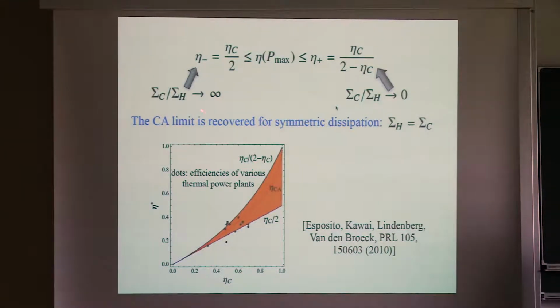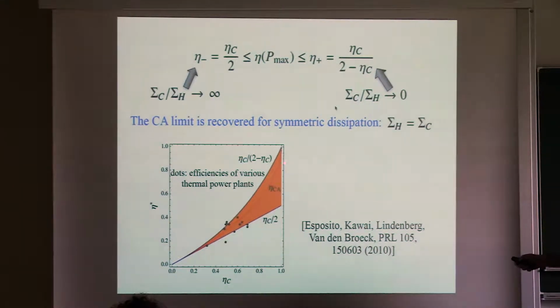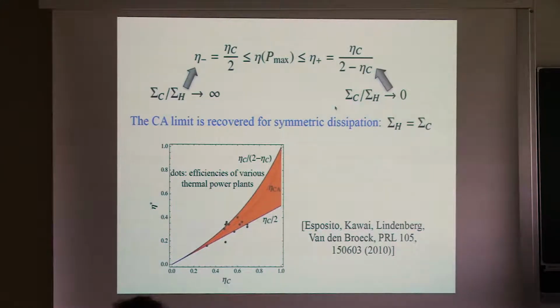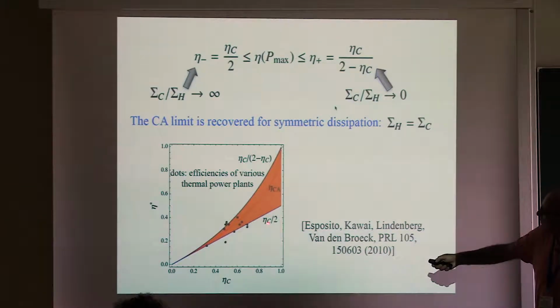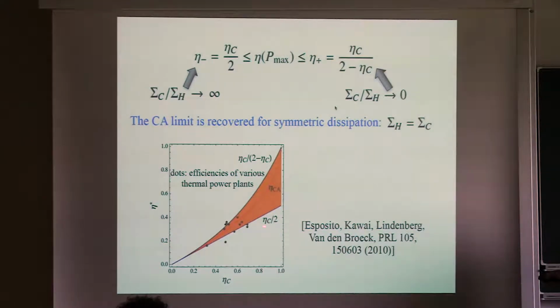And it's interesting that you can expand, you get an expression, and you can study the limit where dissipation is essentially when you are in touch with the cold reservoir, and when you are in touch with the hot reservoir. And of course, the second upper bound is more favorable, because if you dissipate to the hot reservoir, somehow you can reuse the heat you have dissipated. And here are the regions in between these two limiting values. And again, when you go to linear response, you get eta_C over 2, which seems universal.